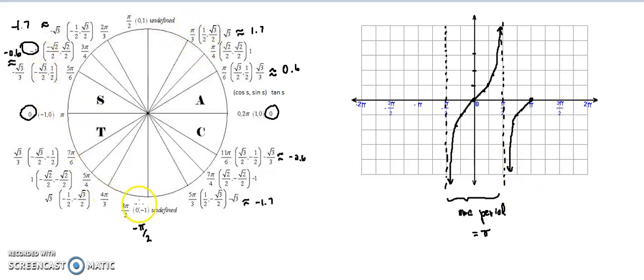Okay, and then as we come around here, we see that we're positive again. So we've got positive, positive, positive. We're getting bigger as we're going towards that asymptote.